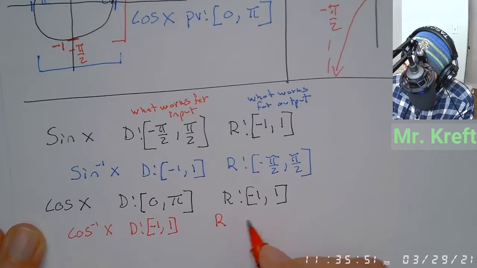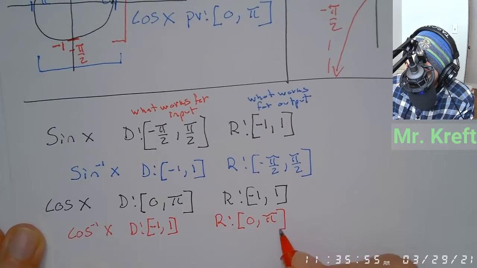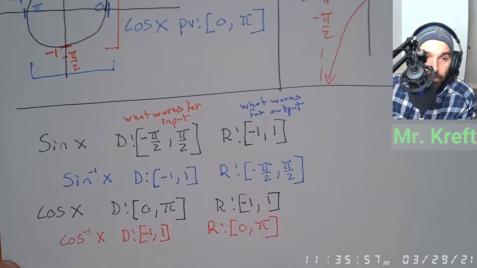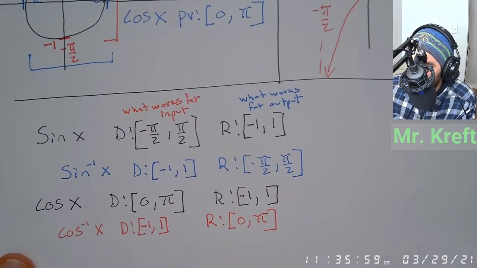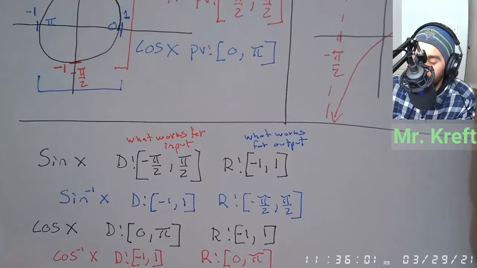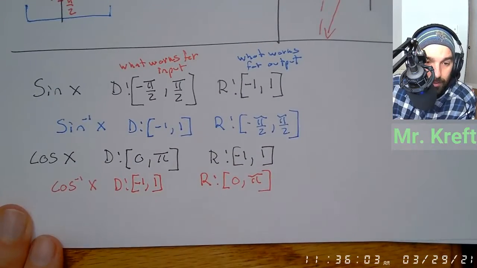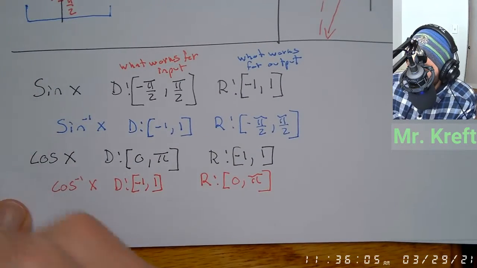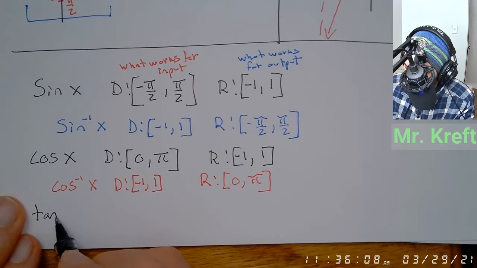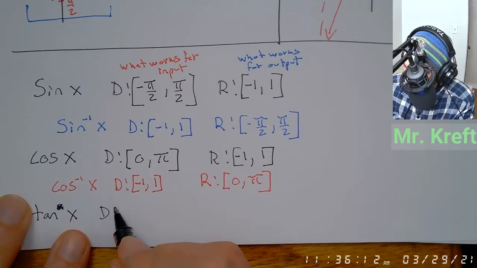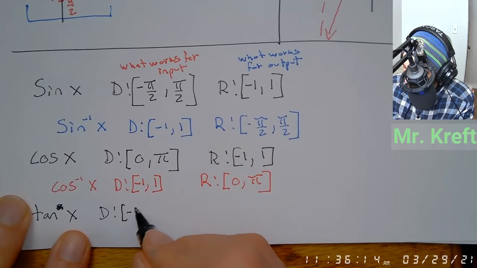Okay. And my old domain becomes my new range, and vice versa. Oh, I got to do tangent, don't I? Okay. So tangent of, just tangent of x. The domain is, right, and these are principal values.